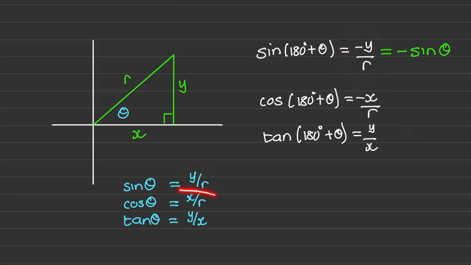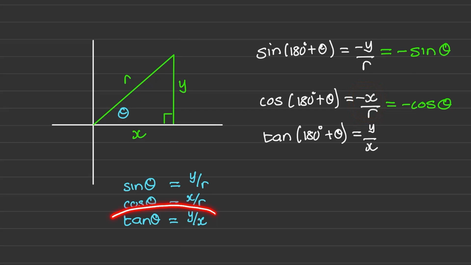Next we have the cosine of theta, which is the adjacent side divided by the hypotenuse, that is x over r. And when I compare it to the cosine of 180 degrees plus theta, I see that this ratio in the third quadrant is equal to negative cosine of theta, because we have negative x over r.